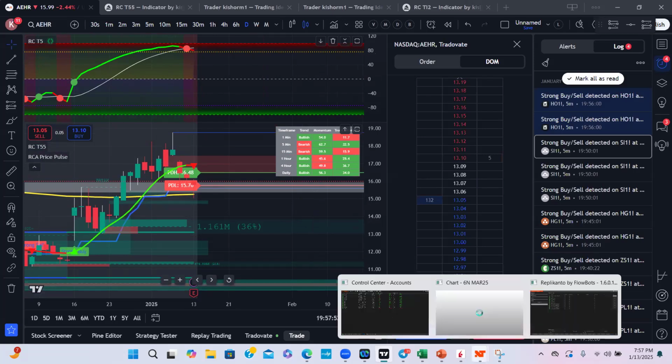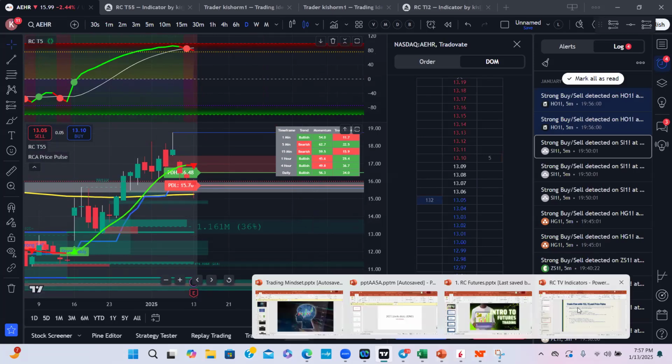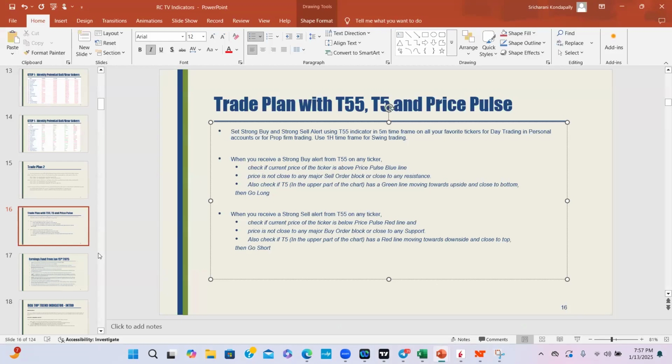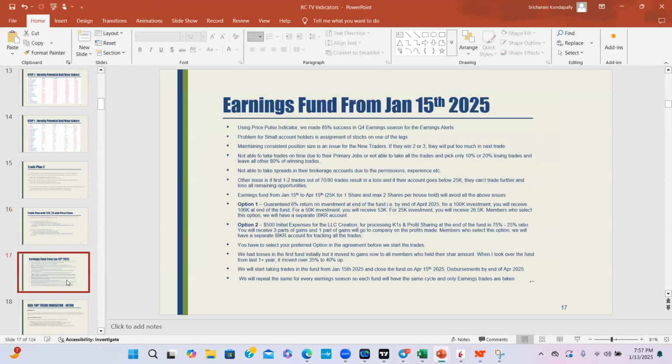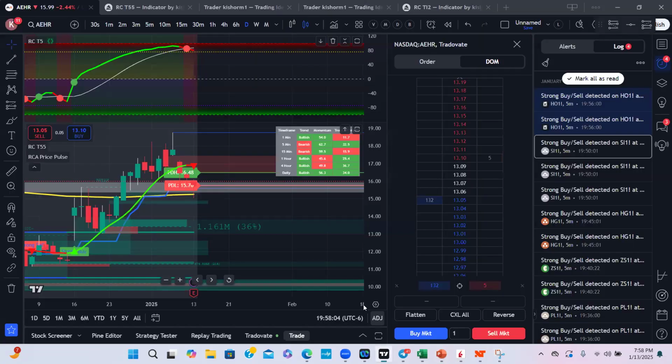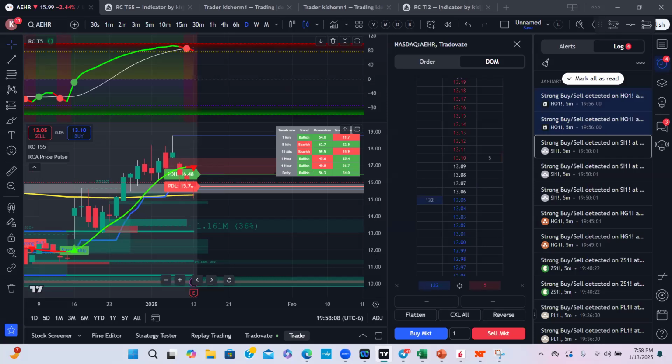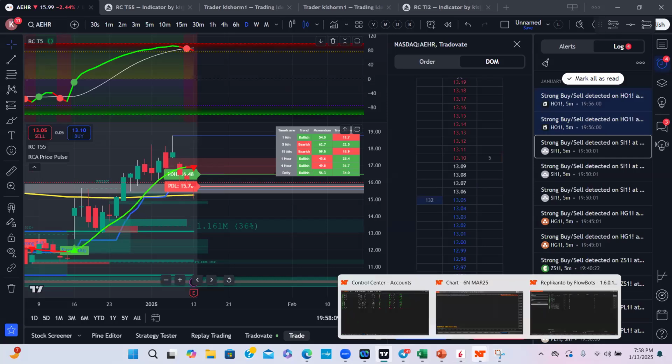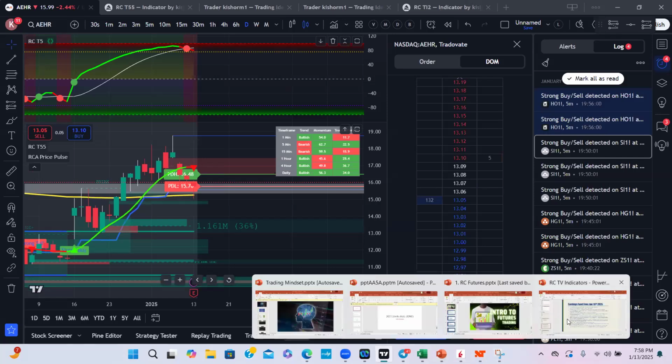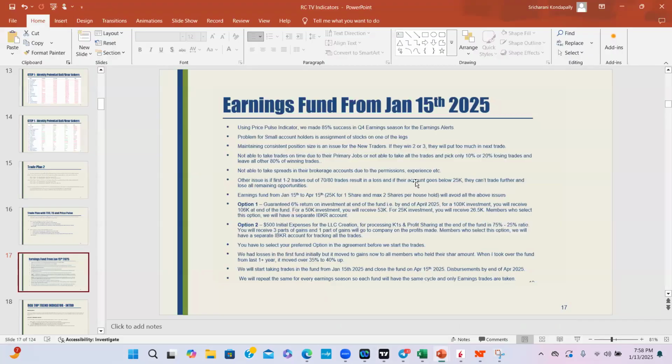But in case somebody is busy with meetings, or they are completely new to trading, they don't know how to use the indicators, or they do, then we have an option where you can make 2% guaranteed return per month. So each share is like $25,000.